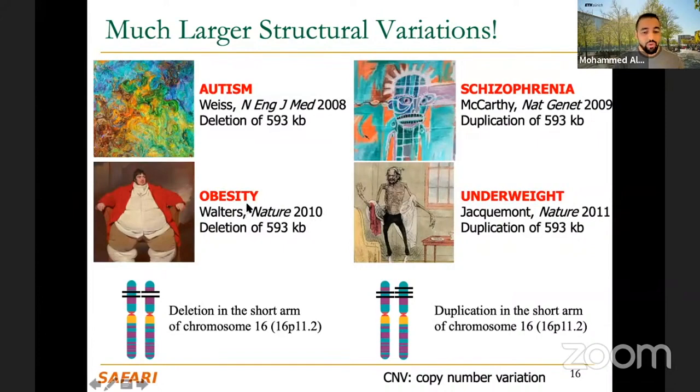Same thing with obesity and the opposite condition, which is underweight. You have a deletion of 500,000 characters in obesity, but in underweight, you have a duplication in the same chromosome, which is chromosome 16. And here in the second line of each of these diseases, you can see the reference or the paper that did this analysis. This is really challenging. It's very difficult to find these differences since they are really huge.